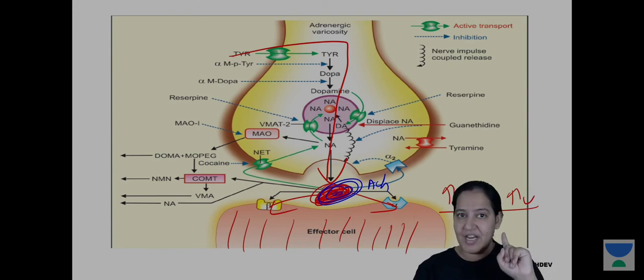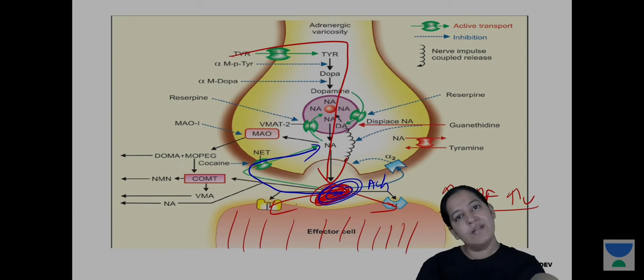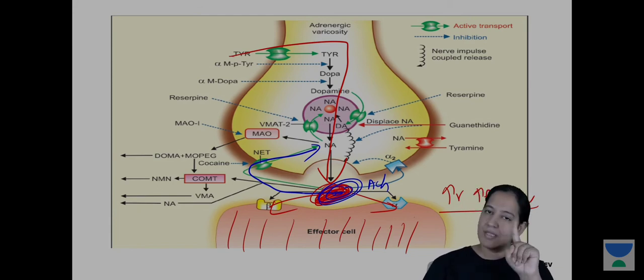Action is terminated by reuptake of noradrenaline. So this noradrenaline will go inside the neuron again. So there is reuptake, and there are two mechanisms. The main mechanism is this, known as uptake 1. First noradrenaline will go in the cytoplasm. After coming in the cytoplasm, it will move inside the synaptic vesicle.